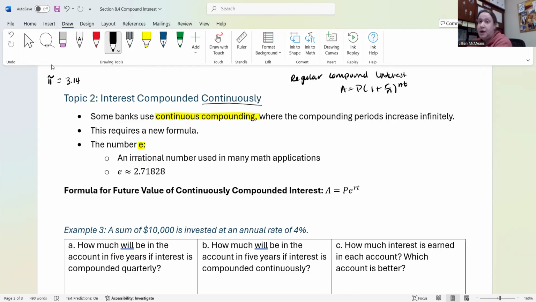Pi is truly an irrational number that never terminates, it never repeats. There's a book that I have somewhere in my office that lists out pi to the millionth decimal place. So pi just goes on and on and on. Well, this number e is similar in that it is another irrational number. We're not going to get hung up on the details about what it is. Just know that it's another irrational number that's used in a lot of math applications. And for us, we would generally think of e as 2.71828. But luckily, there's a calculator button.